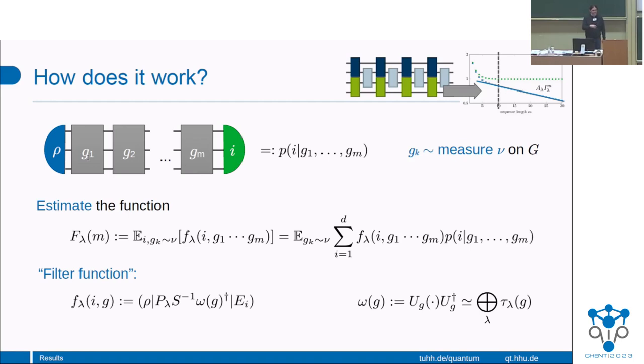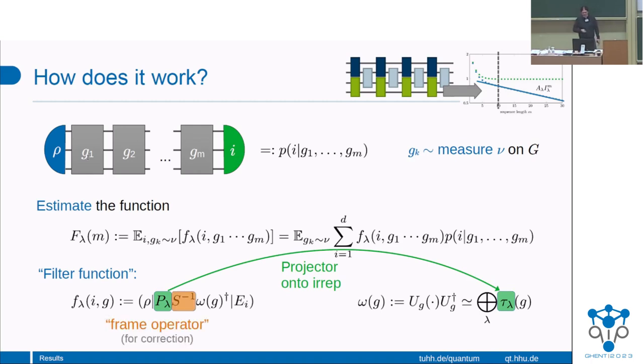And this filter function involves basically the ideal circuit, so the noise-free circuit. And we use the letter omega here to denote the ideal unitary channel. But there are some additional objects here. So there's a P lambda and an S to the -1. If I would leave those out, this would just be the ideal Born probability. But this P lambda here is a projector onto this irrep that we're interested in, which basically isolates the contribution to the overall signal coming from this irrep.